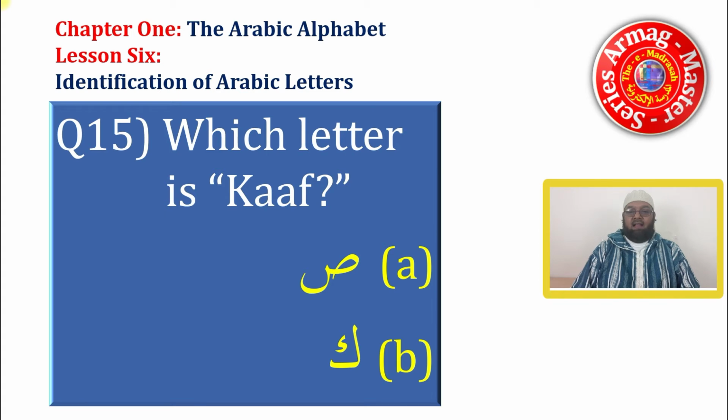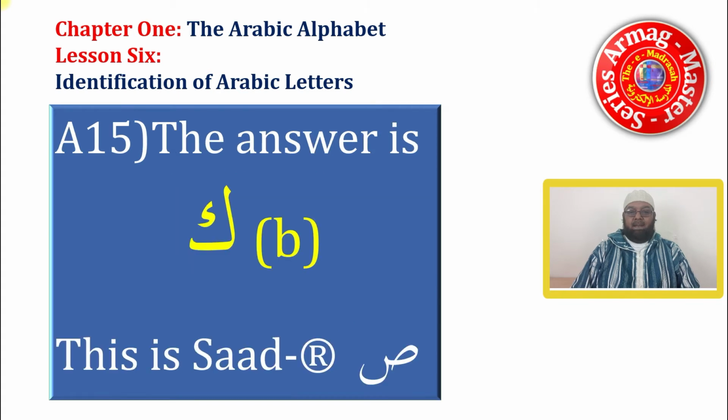The answer for that is B. KAF is written against B and A has SAAD. Okay.